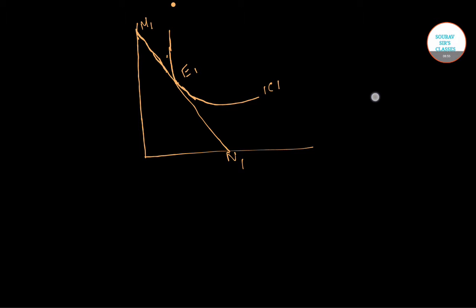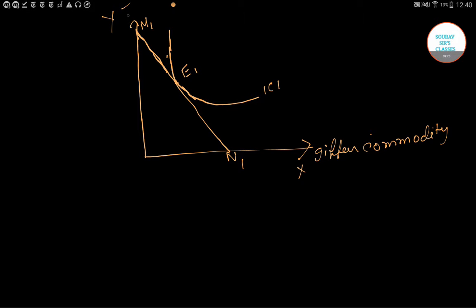Now, the x-axis represents the Giffen commodity, and the y-axis represents the superior commodity, which is known as y. So this is x and this is y. This is the superior commodity.